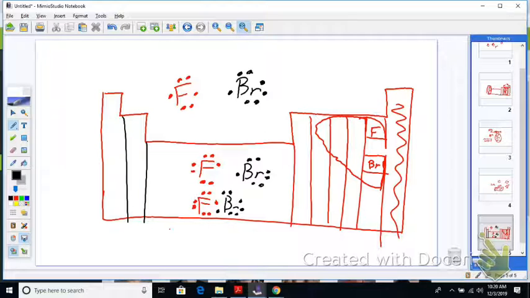Now the question is, does everything have 8? So you're like, well, I can't see the difference. Well, what you can do is cover up this one. Does bromine have 8? Mm-hmm. Fluorine. They're satisfied. They have 8.